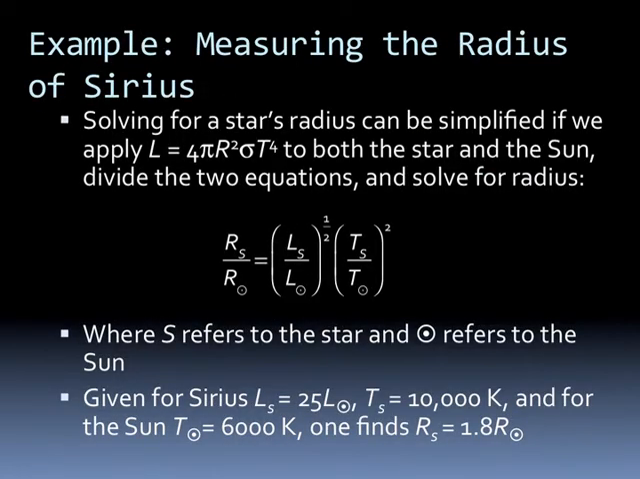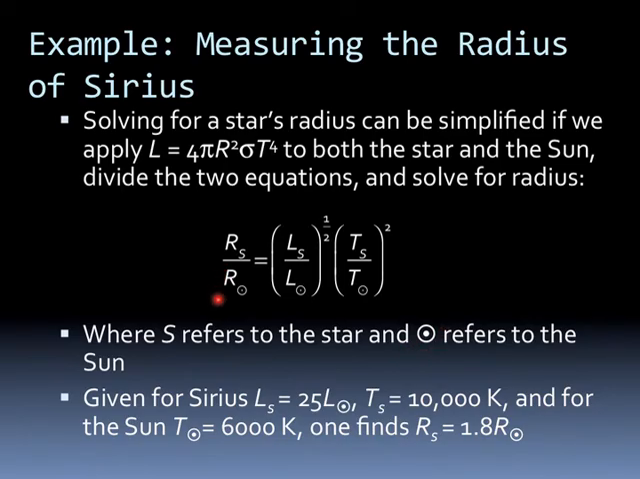So for example, the same star we were talking about before, Sirius, if we solve for the star's radius, it can be simplified if we apply this equation to both the star and the sun. It's another thing that scientists like to do. Instead of having to solve each thing, we just take the equation for one, divide it by another, and we can get a relationship between things just by looking at ratios. And if you do, you can get this equation. It says the radius of a star over the radius of the sun. That symbol, a circle with a dot in it, is the mathematical symbol for our sun.